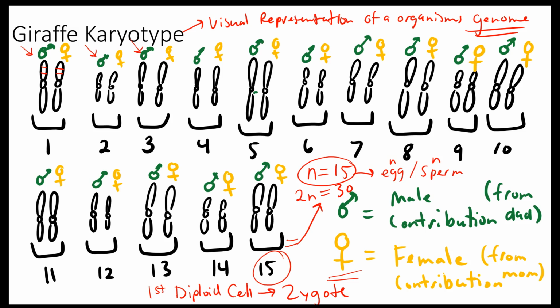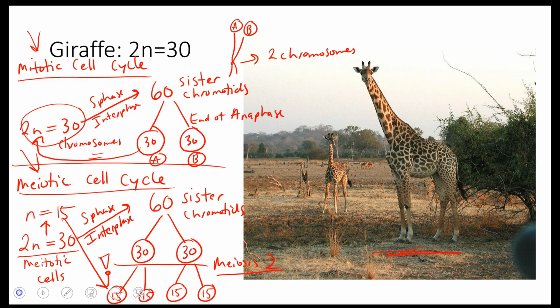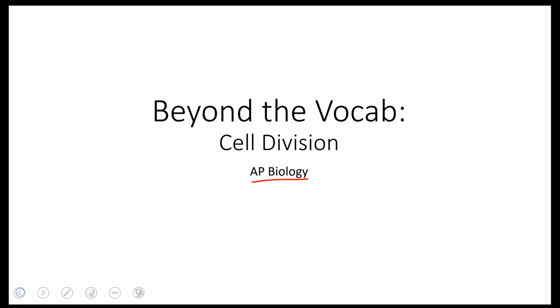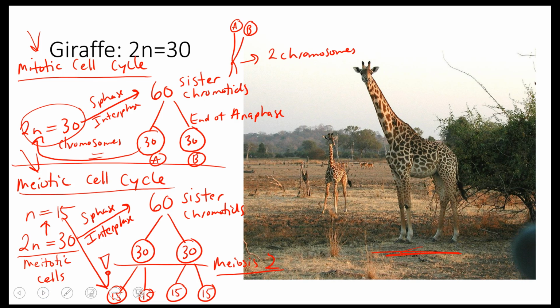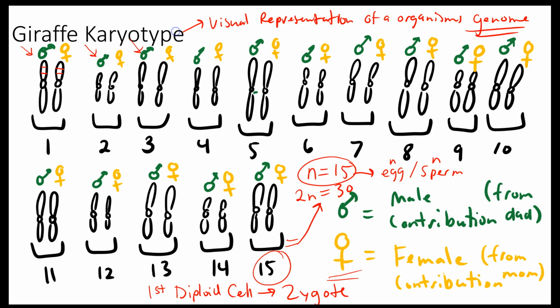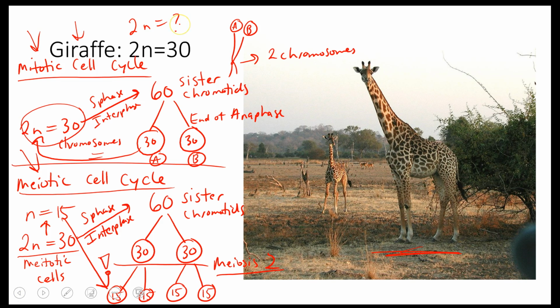So that's just some basic vocabulary if you're struggling putting it all together. We could very easily change the organism, and I'll probably put up another video showing a different organism instead of the giraffe, whose 2n will be something totally different depending on the organism. So stay tuned for that if you need extra help. But hopefully this was helpful in clarifying some of that vocabulary.